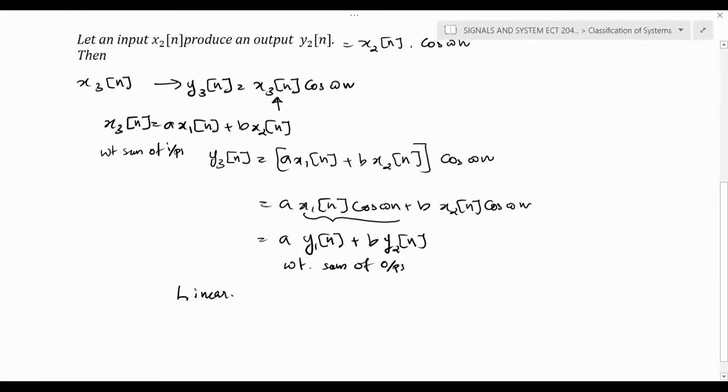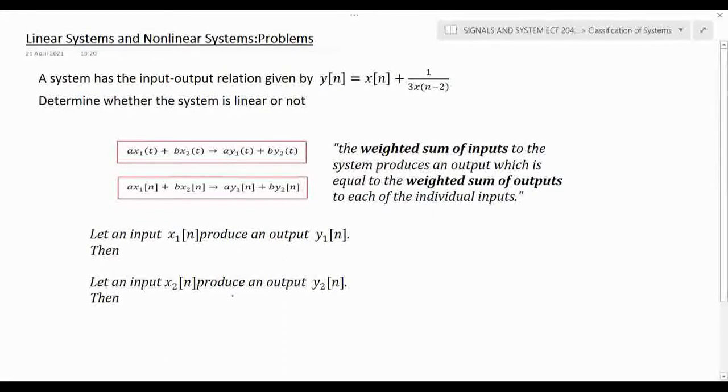Now we'll check another question. This is another question. Here again, discrete time system. Y of n is equal to x of n plus 1 by 3 x of n minus 2. Okay. The given equation is given as a difference equation. Some delay elements are there. Again, it's a discrete time system, so we can apply the linearity test, using the discrete time equation.